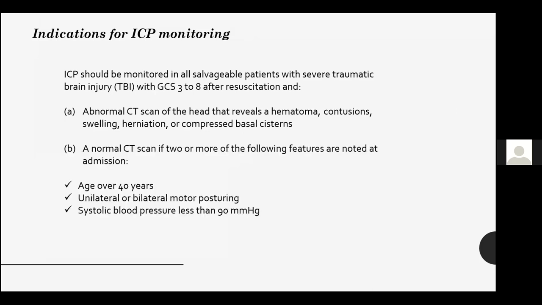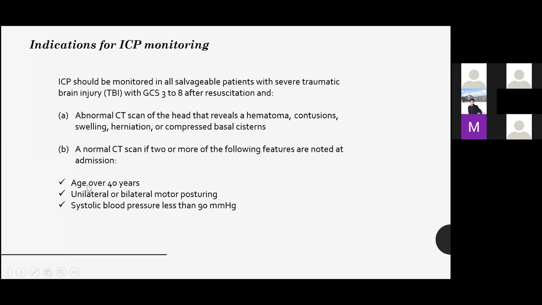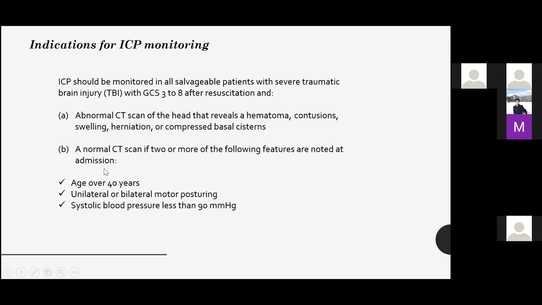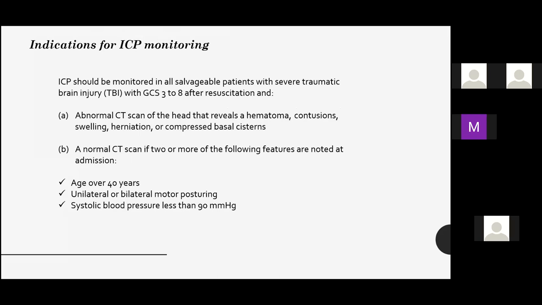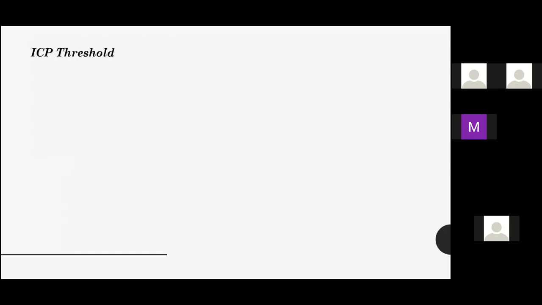Or the patient has GCS below 8 but a normal CT, then what do you need to check? If the age is more than 40, unilateral or bilateral motor posturing, or systolic blood pressure less than 90. If any two of these features are present on top of GCS 3 to 8 with a normal CT, start monitoring ICP. Again, two indications: GCS less than 8 with abnormal CT, and GCS less than 8 with normal CT plus two of these features. Then you put in an ICP probe and start monitoring.